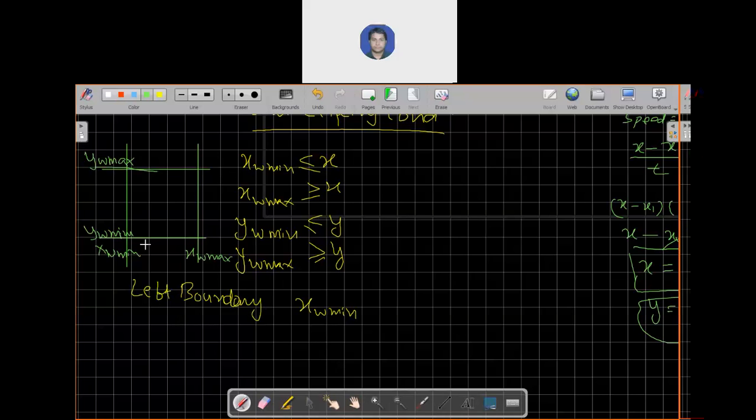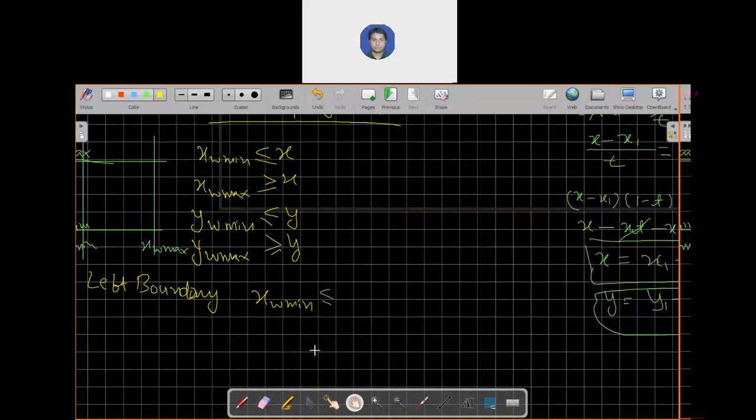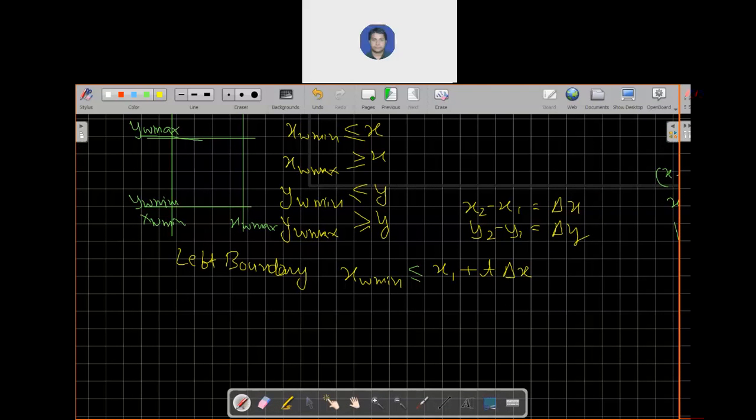So for the left boundary, xw min should be less than or equal to x. What is the value of x? You have derived it from the parametric equation, x equals x1 plus t into x2 minus x1. You can write x2 minus x1 as delta x, and y2 minus y1 as delta y. So it will be xw min less than or equal to x1 plus t into delta x. That is the equation for the left boundary. The same way for the right boundary, xw max should be greater than or equal to x1 plus t into delta x. The value of x I just put directly from the parametric equation.